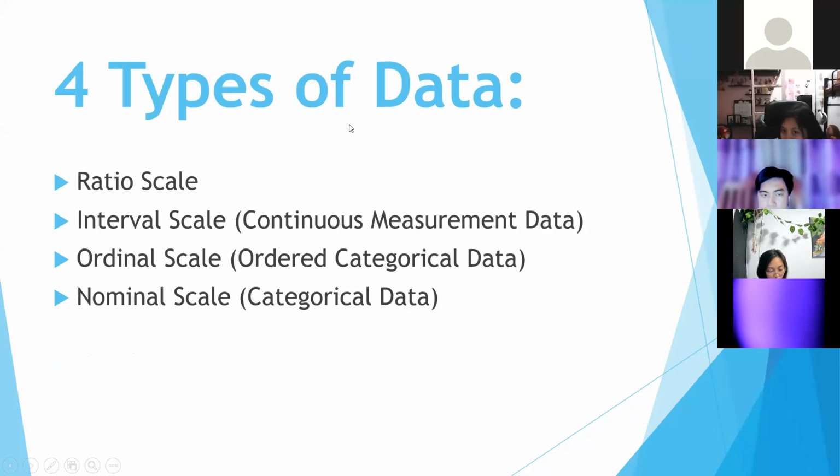Sige. So we have 4 types of data type. The ratio, the interval. Other name for the interval is the continuous measurement data. And then we also have the ordinal or ordered categorical data. And lastly, we have the nominal scale or the categorical data. Okay? Now, we will be using JASP. Sa JASP class, meron lang tayong 3 types of data. We have the nominal, ordinal, and we have the scale. So ito silang dalawa, tinatawag lang natin na scale.